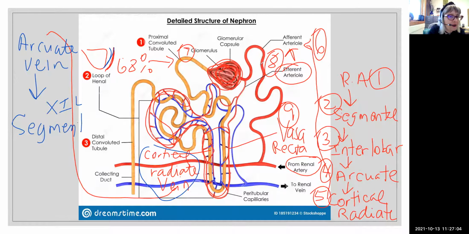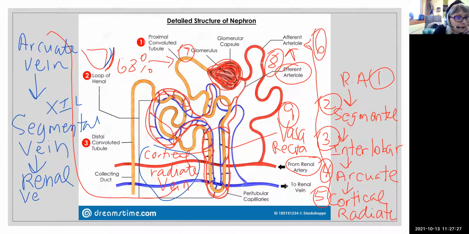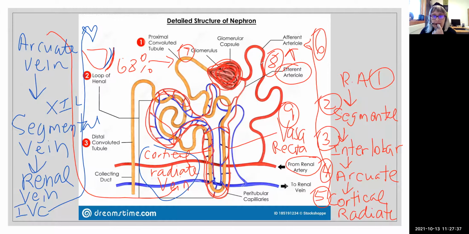All right, so the segmental is located very close in proximity to the renal vein. So this would be segmental vein right here, and that would be segmental artery, as you can see. Okay, so segmental vein to renal vein to inferior vena cava and back to the right side of the heart via the inferior vena cava.